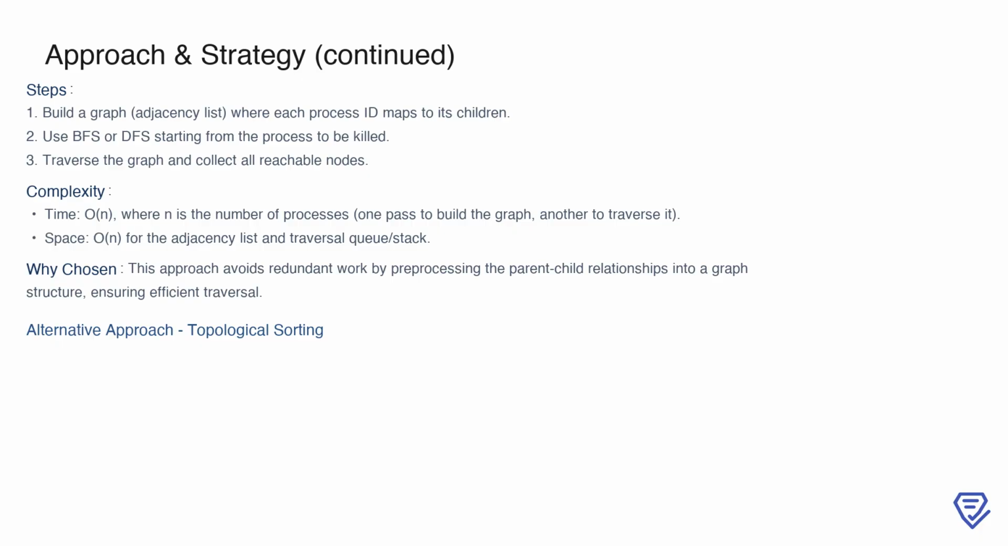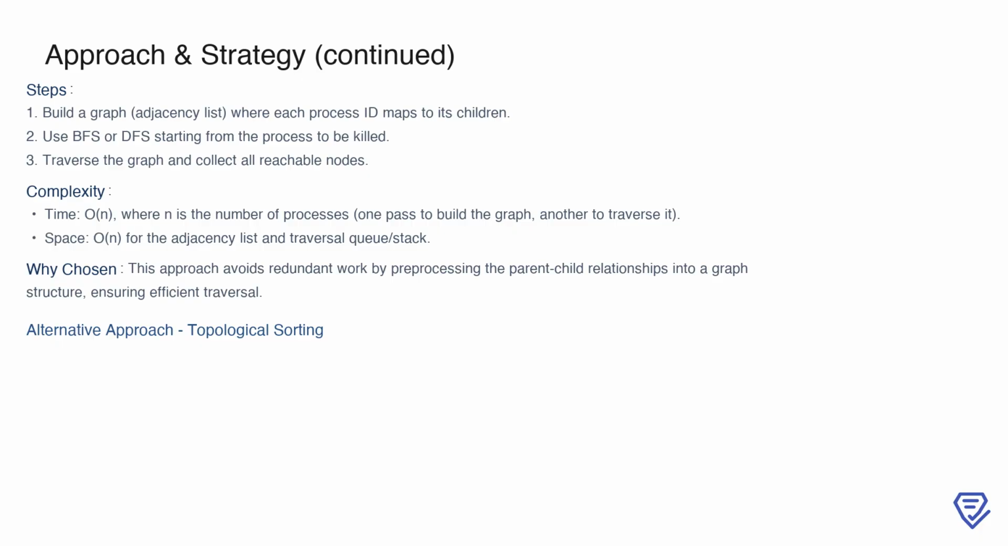A more efficient solution involves representing the process tree as a graph using an adjacency list. This representation allows us to avoid scanning the PID array multiple times. To implement this, we first pre-process the input to create a mapping where each process ID points to its list of children. Once the graph is built, we can use either breadth-first search, BFS, or depth-first search, DFS, to traverse it.